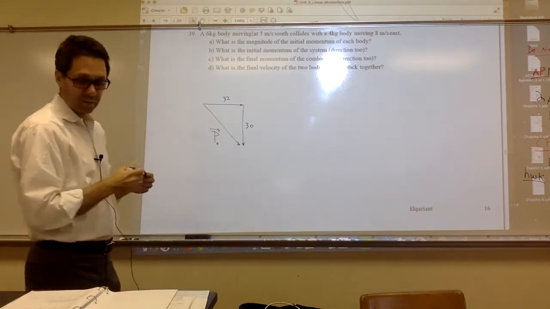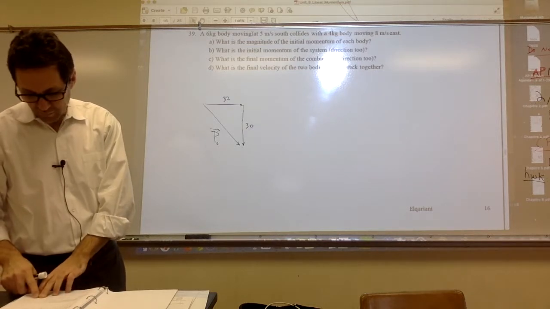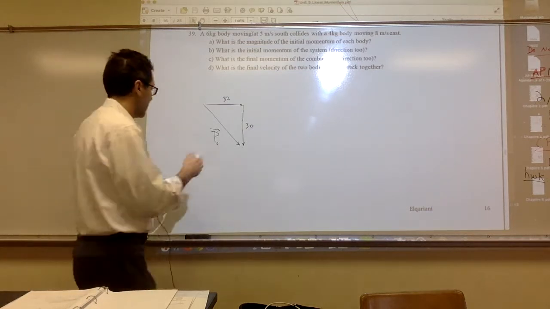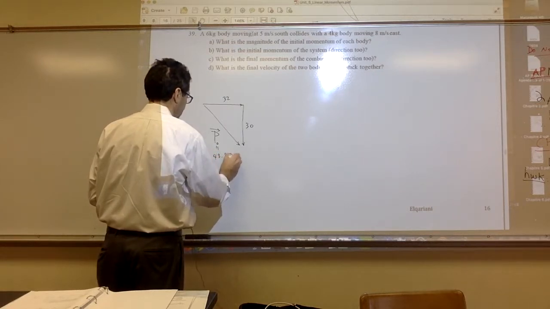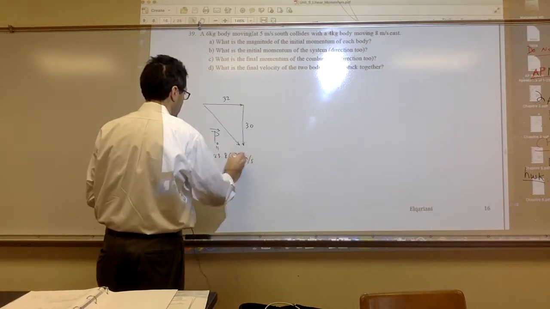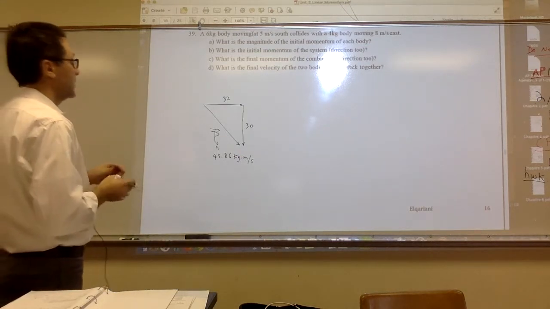If you do the Pythagorean theorem here, you should get that to be about 43.86 kilogram meters per second. Now I'm not going to do the math here. You should be able to do that. What is the final momentum of the combination?